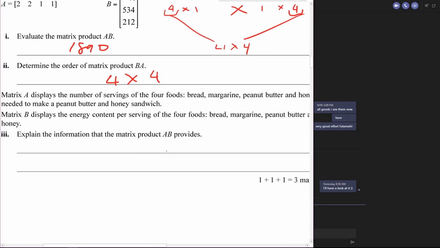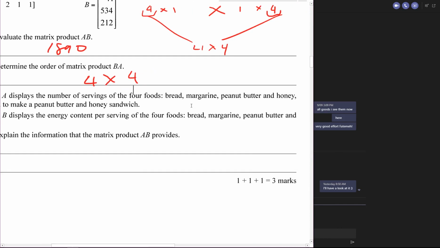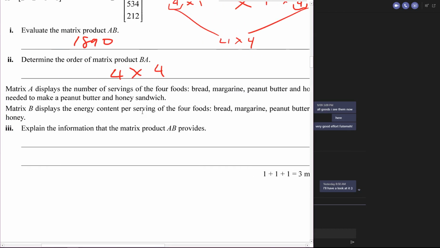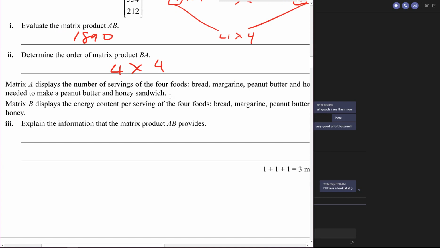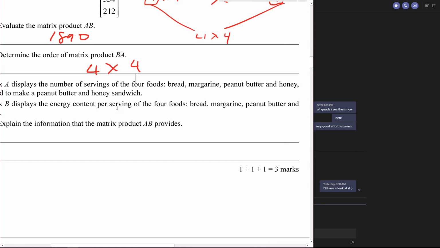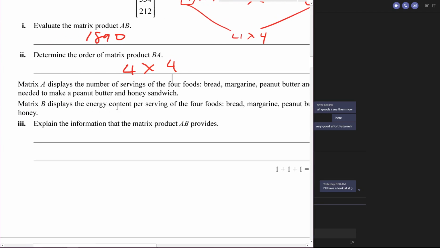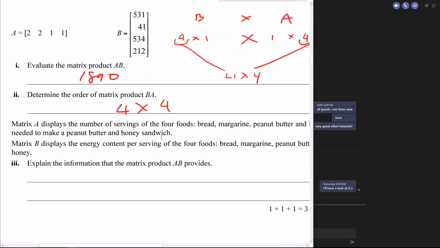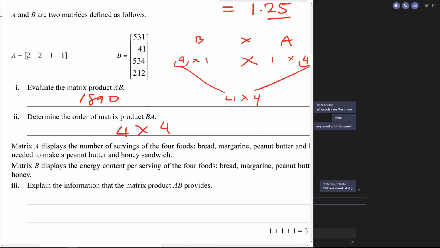Matrix A displays the number of servings of 4 foods: bread, margarine, peanut butter, and honey, needed to make peanut butter and honey sandwiches. Matrix B displays the energy content per serving of the 4 foods. Explain the information that matrix AB provides. Matrix A represents the number of ingredients to make certain sandwiches. So 2 for this sandwich, 2 for that, 1 for this, 1 for that. And then B represents the calories or the energy for each of those items.